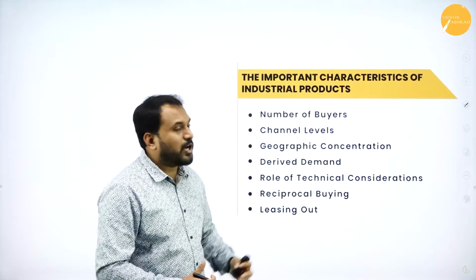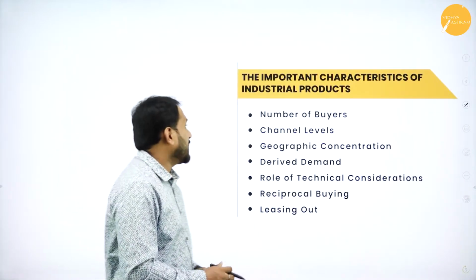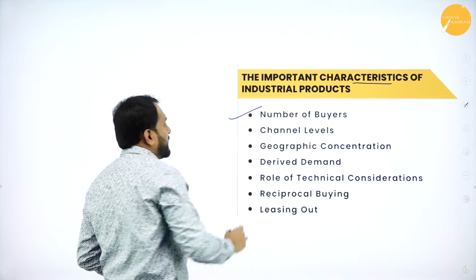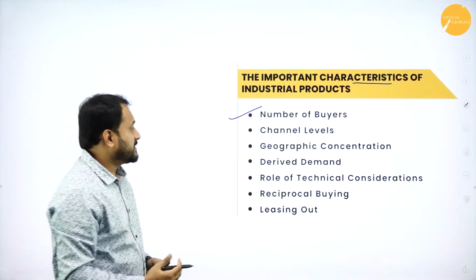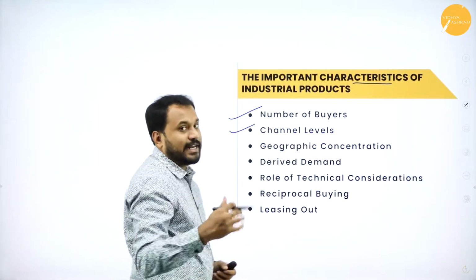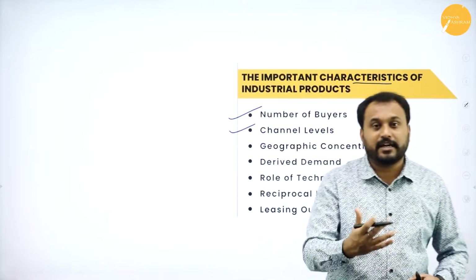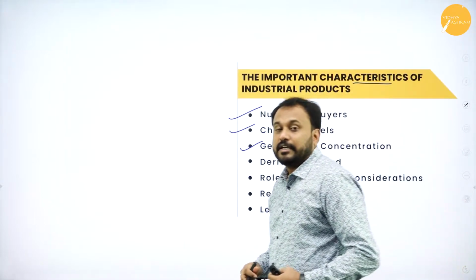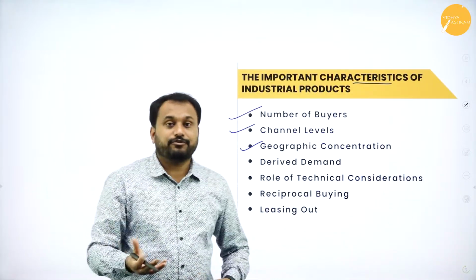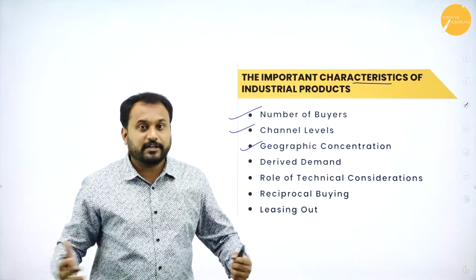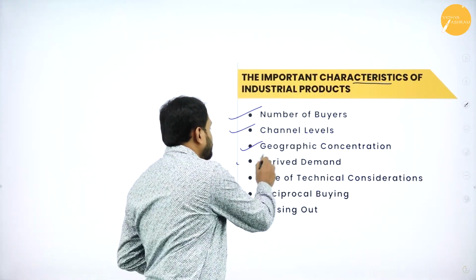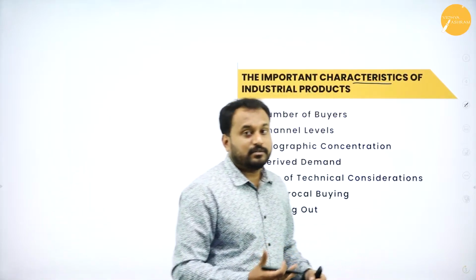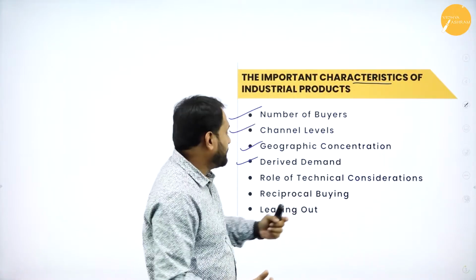Next one is the important characteristics of industrial product. What are the characteristics of industrial product? Now the first thing is number of buyers. Next, what is the channel level? That is, where exactly it goes, from where to where it goes with a distribution channel. Next is geographic concentration. Industrial product, where exactly it is available, which part in India, which part in the world it is available. You will get to know that. Next is the demand and supply of those industry things. That is all the characteristics of industrial product.